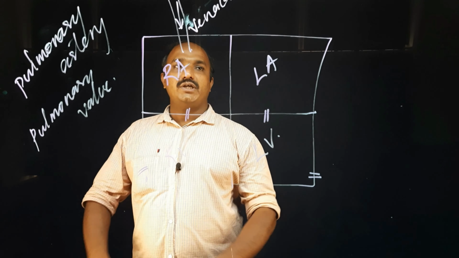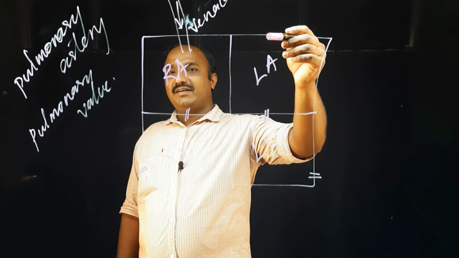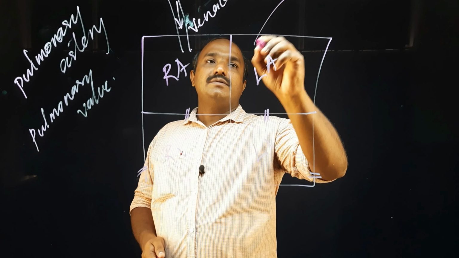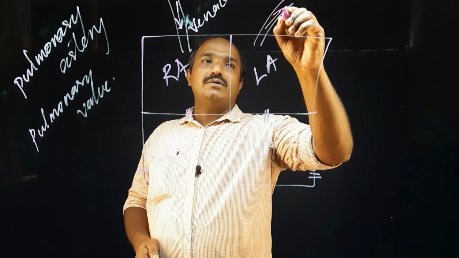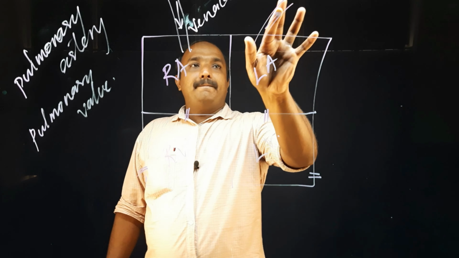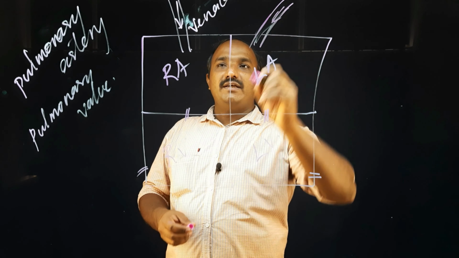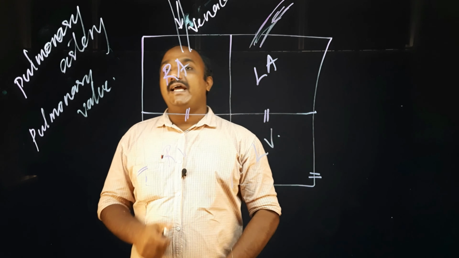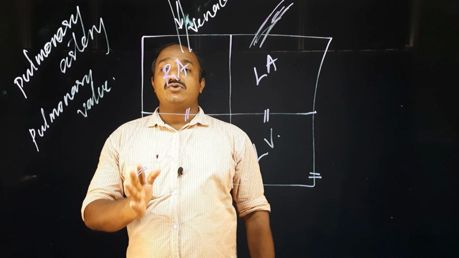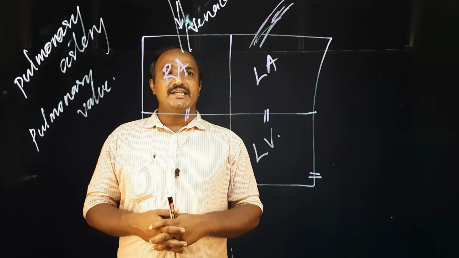Okay. So here look, next blood has to come here first. Which blood? Left atrium. Blood has to come to the left atrium. Which blood? I told you, the left side of the heart carries which blood? Pure blood, which means oxygenated blood.